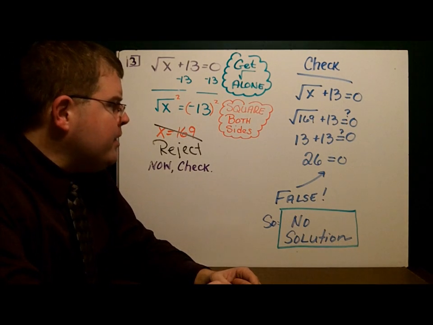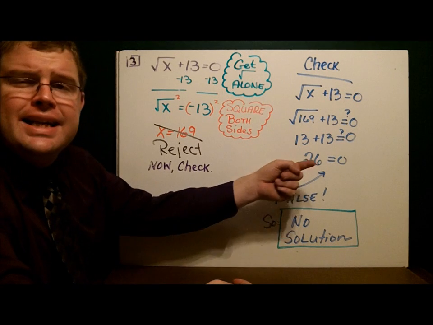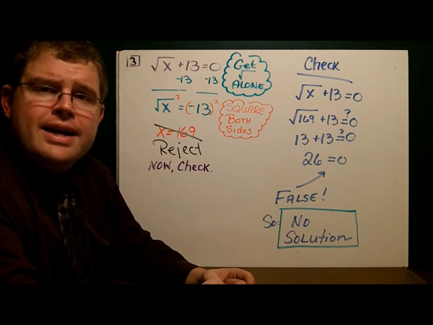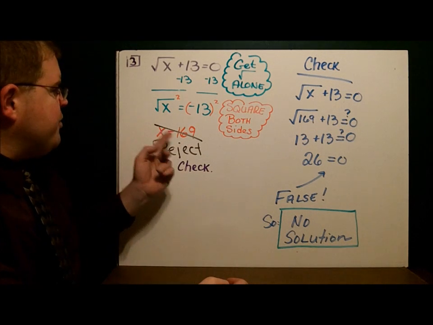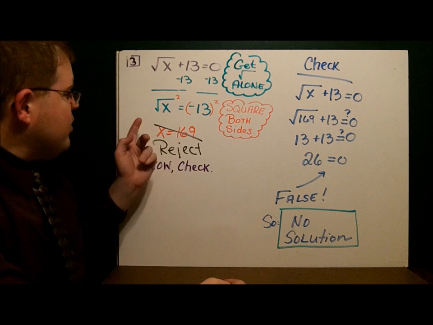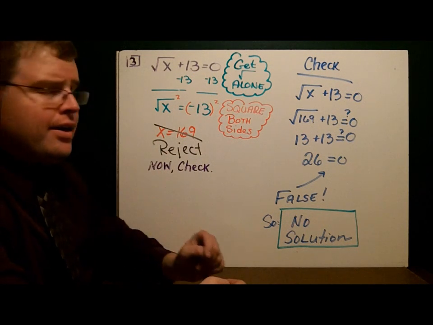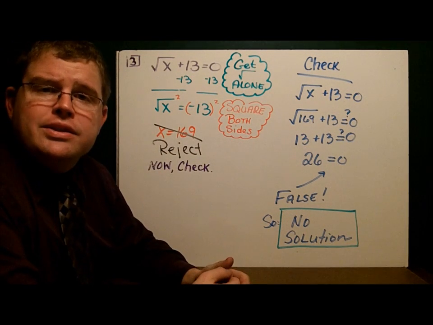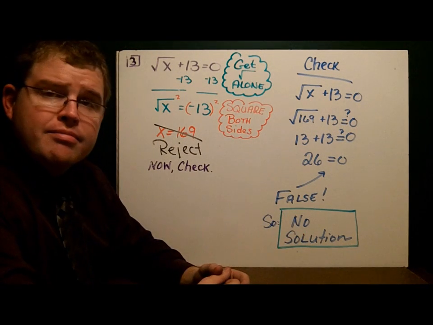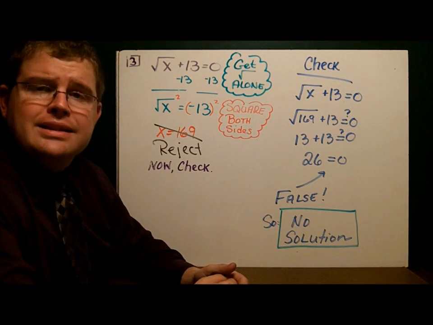If you get a baloney answer, something that's just crazy and insane, it didn't work. You have an extraneous solution, and you have to reject the solution that didn't work. We typically cross it out and write reject under it. Because we don't have a solution that worked, we simply write no solution. Let's take a look at the next example.